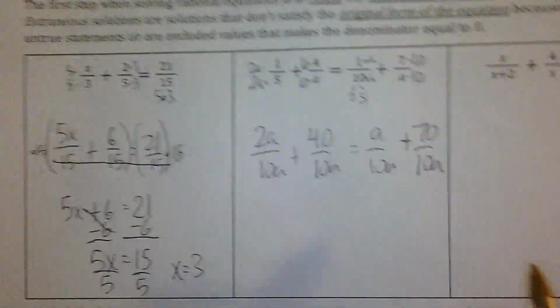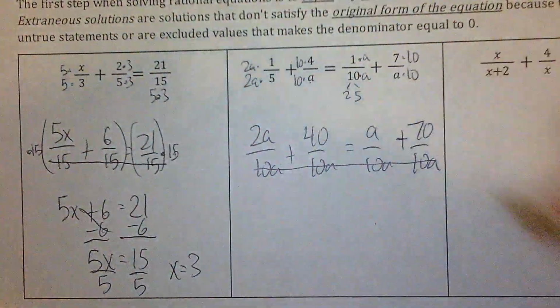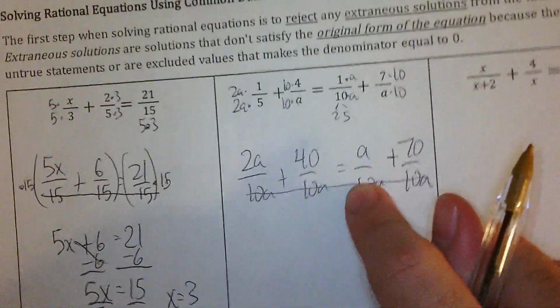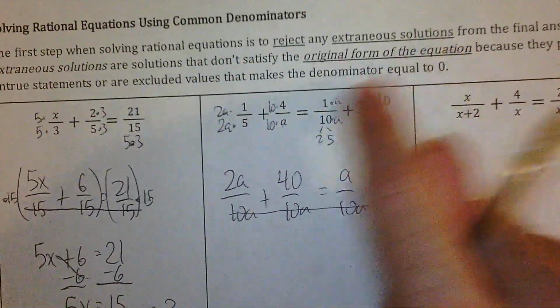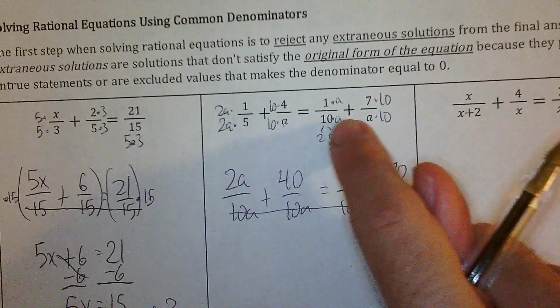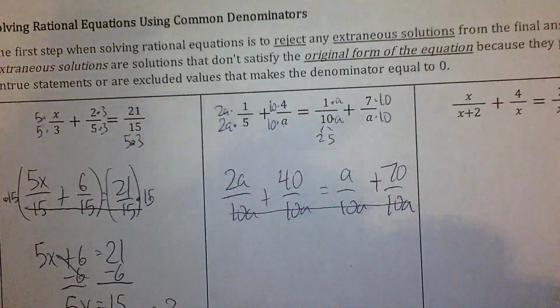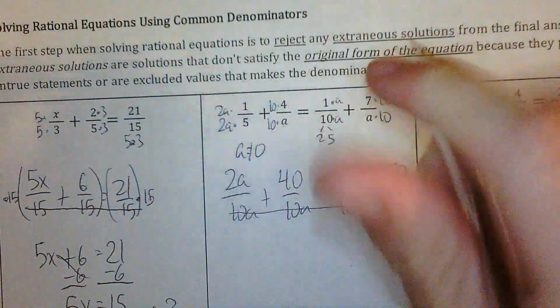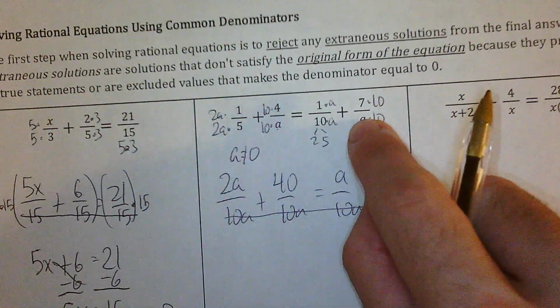Now that they're all over 10A, I can just cross them all out. Oh, right, and before we do that, checking for the extraneous solutions again. So what values of A would put 0 down here? Since the A is not being modified in any way, we know A cannot equal 0, because that would put zeros in the denominator of these fractions.